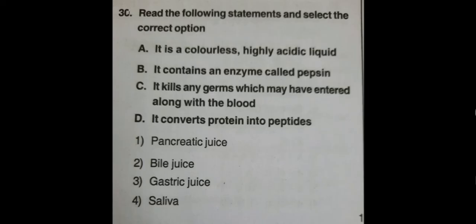Read the following statements and select the correct option. It is a colorless, highly acidic liquid. It contains enzymes like pepsin. It kills any germs which may have entered along with the food. It converts protein into peptides. That is gastric juice. It is gastric juice. Third option is the right answer.